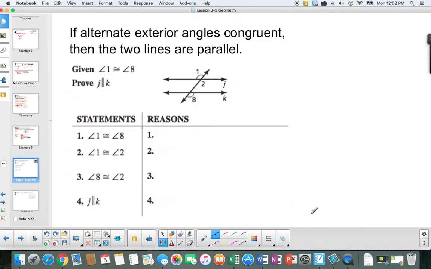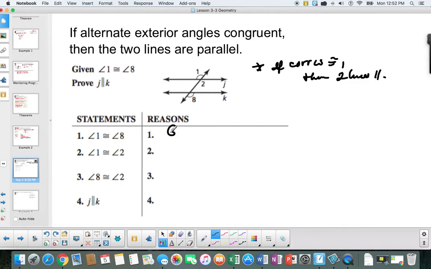Let's do another proof. We'll prove the alternate exterior angles converse. We're going to start off with alternate exterior angles, and we want to show that the lines are parallel. And again, the only one we have so far is: if corresponding angles are congruent, then the two lines are parallel. This one we can use.